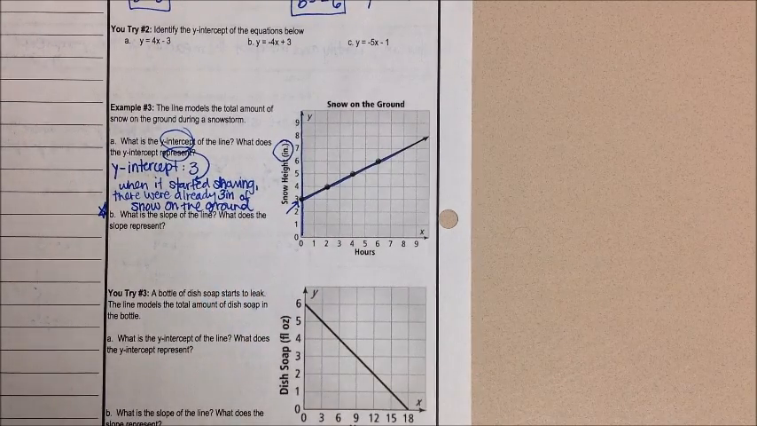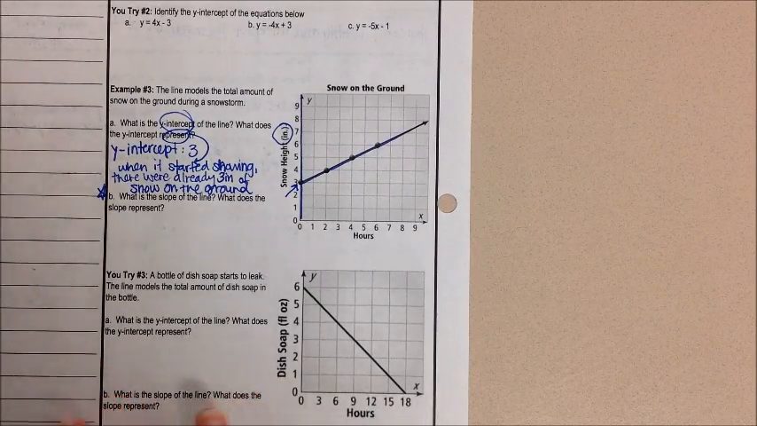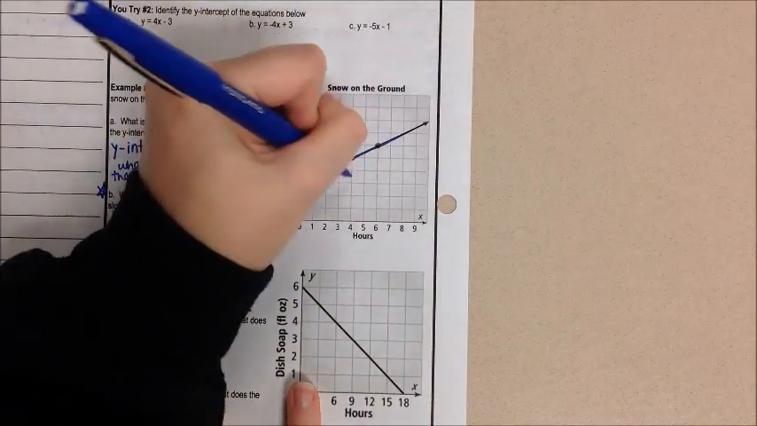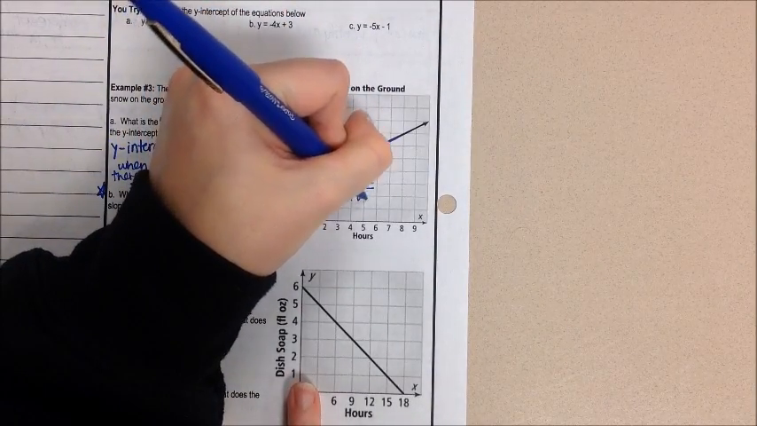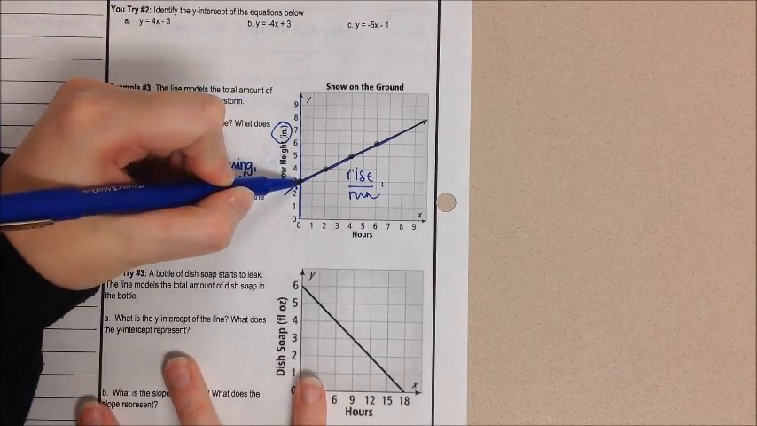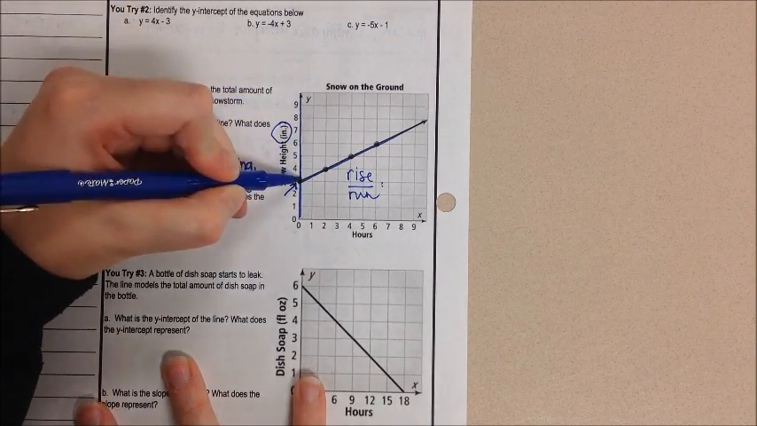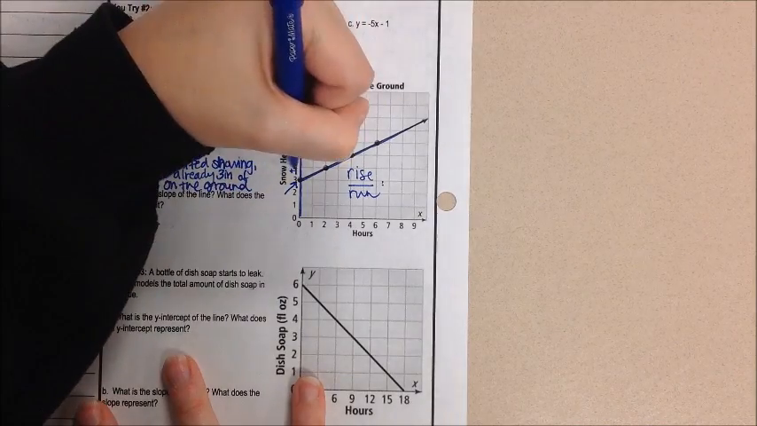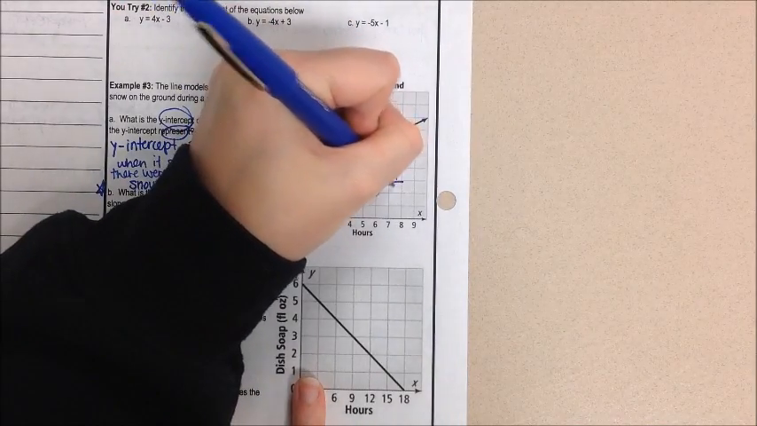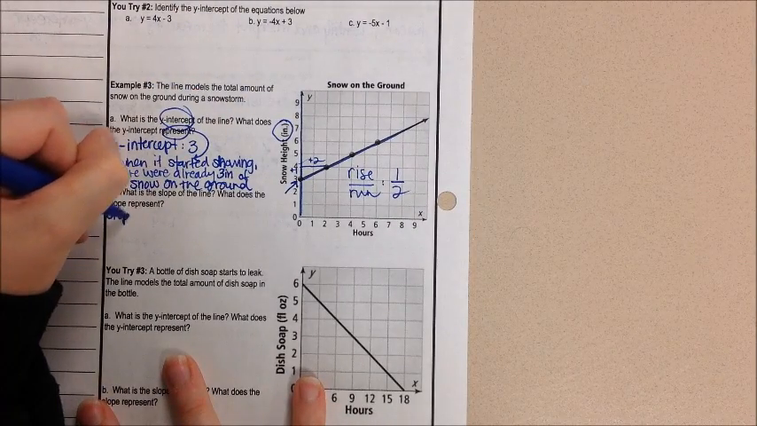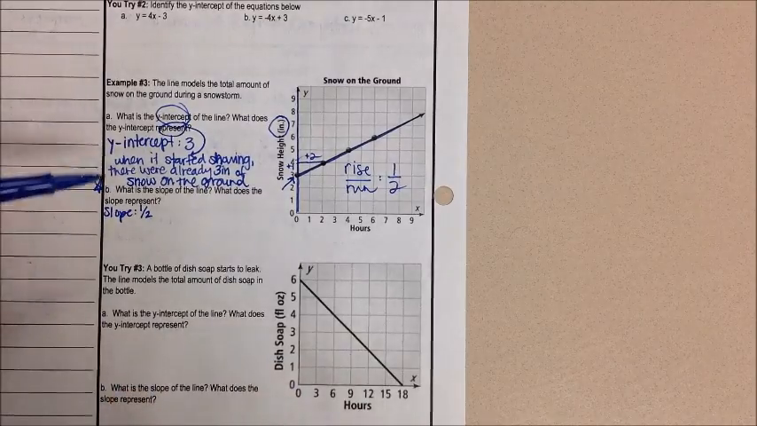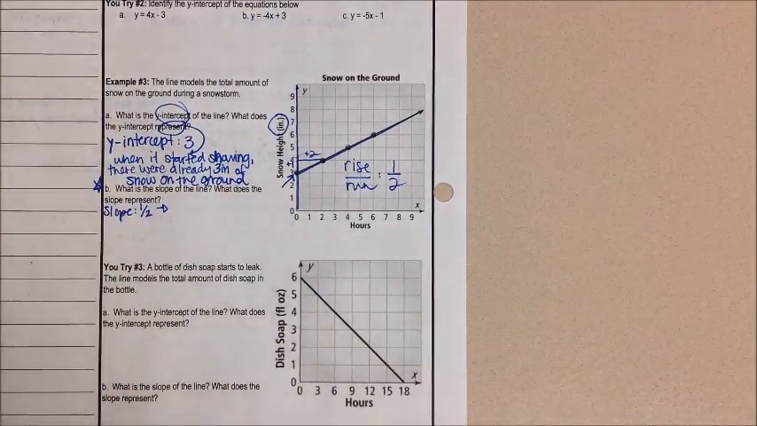Now I'm going to look at the slope. So I'm going to identify the slope, which is the rate of change, that rise over run that we've been talking about. So when I go from this point to this point right here, I go up 1 and right 2, which is a positive 2. So positive 1, positive 2. So my slope is 1 over 2.